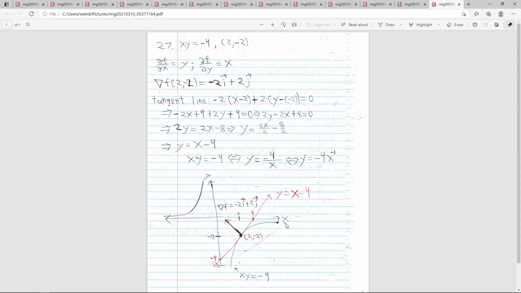Obviously, it's undefined at x equals 0.